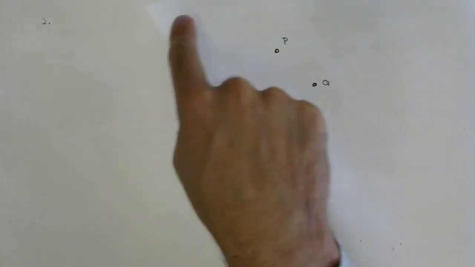Next step. Find the center of the circle that goes through P, Q, and R. Does it say to draw the circle? No, it does not. It says find the center of the circle. Do not draw the circle. The circle will go through P, Q, and R, and you need to find the center of it accurately. And you already know how.